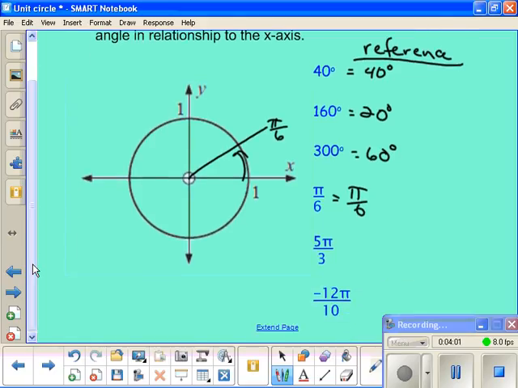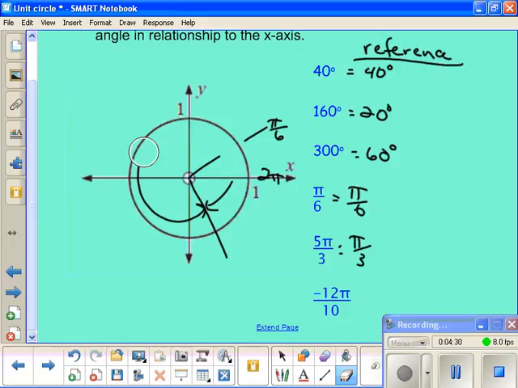5 pi over 3. Well, 5 pi over 3 is going to be somewhere over here. So a full circle, or not quite a full circle. 6 pi over 3, remember, is 2 pi. So 2 pi, in other words, 6 pi over 3 is not quite. So how far is that? It is pi over 3 from the x-axis. That's its reference angle. Negative 12 pi over 10.